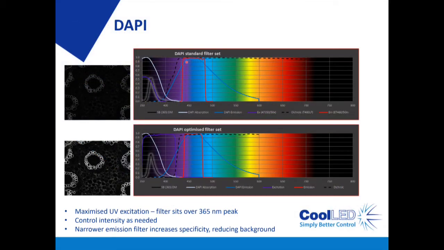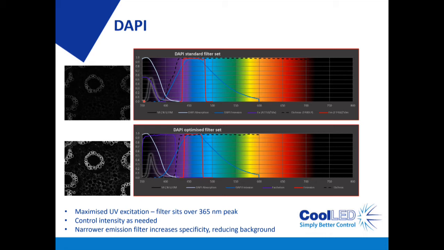These plots show the filter transmission alongside the absorbance and the emission spectra of DAPI and an LED peak from our PE300 Ultra light source. We use the PE300 Ultra SB version as an example of LED peaks here, but these filters can be used with all of our light sources.